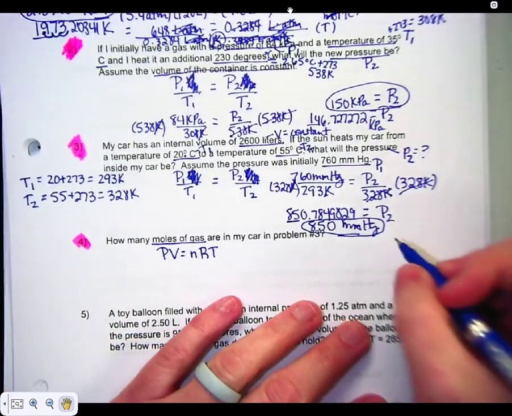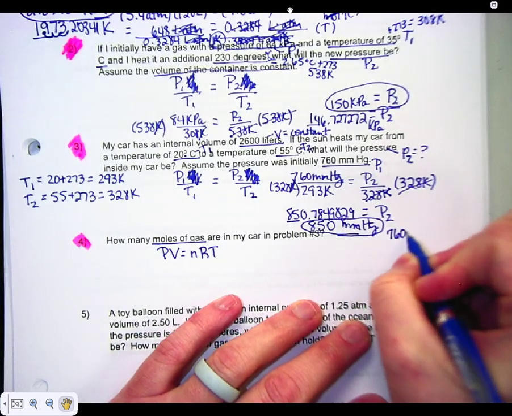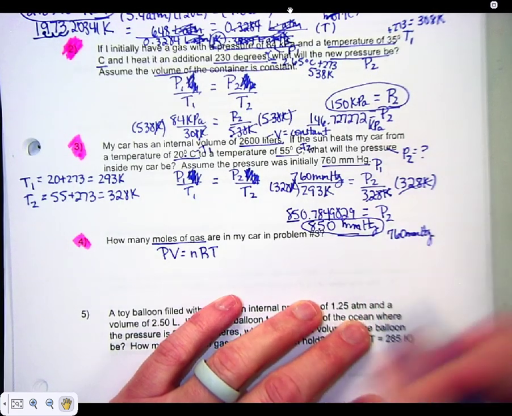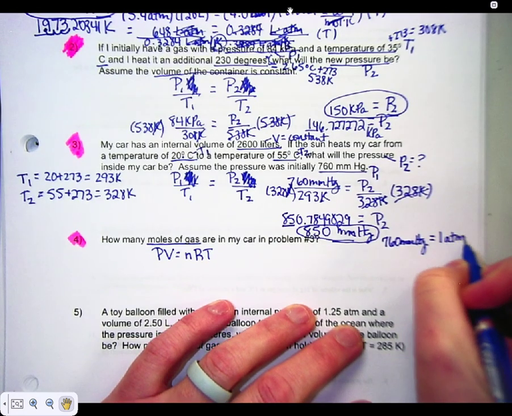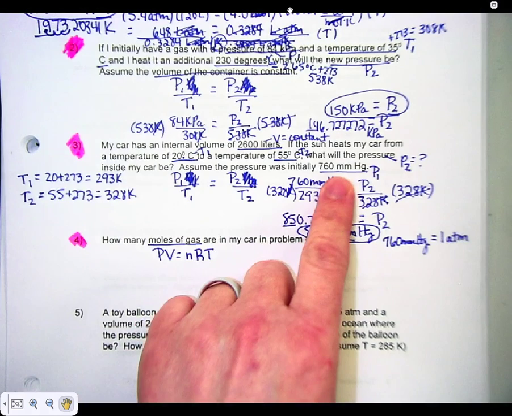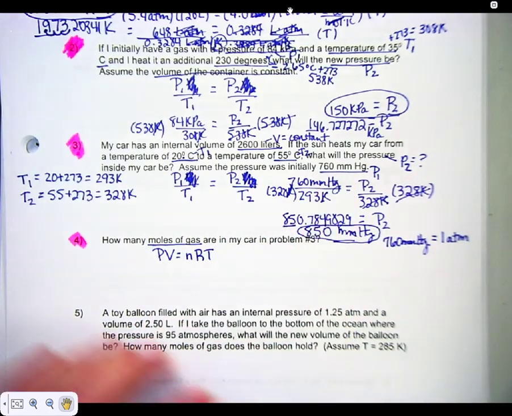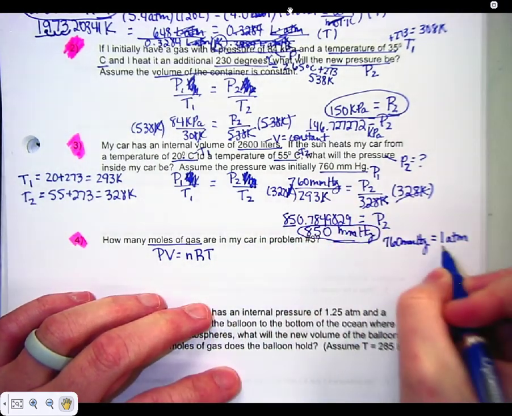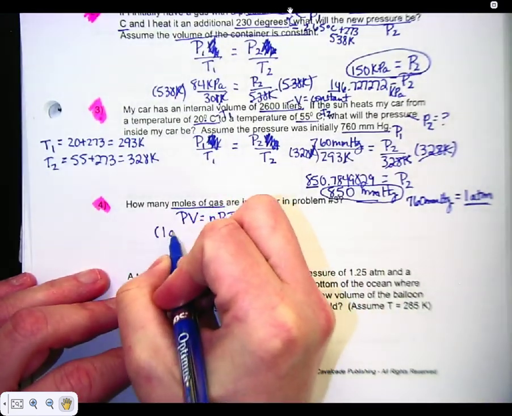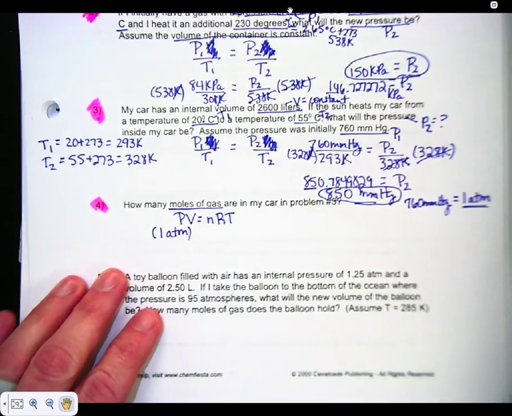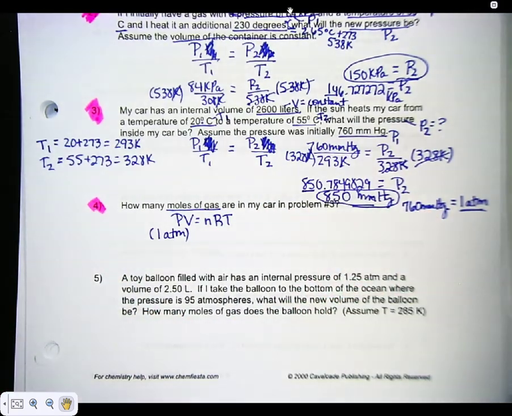And something that we know, or you're going to know here in just a minute, I've told you this before, but you probably don't remember it: 760 millimeters of mercury is 1 atmosphere. So since the pressure is 760 millimeters of mercury, then P in atmospheres is 1. Again, that is something that you know. You can look that up to see the relationship between millimeters of mercury and atmospheres, or you know because I told you that 760 millimeters of mercury is 1 atmosphere.